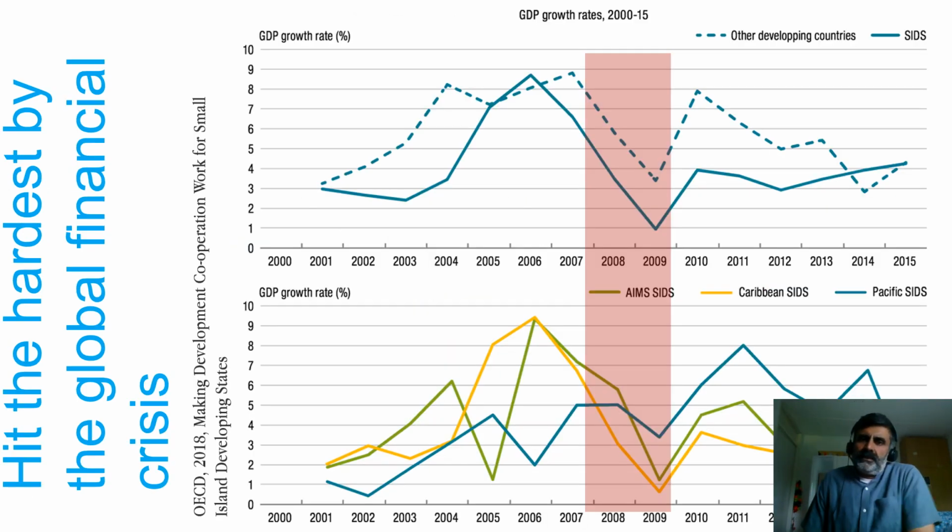SIDS were hit hardest by the global financial crisis of 2008-2009. The graph shows the GDP growth rates from the year 2000 to 2015, highlighting a significant drop during the crisis, even compared to other developing countries. This demonstrates their vulnerability to global economic shocks.